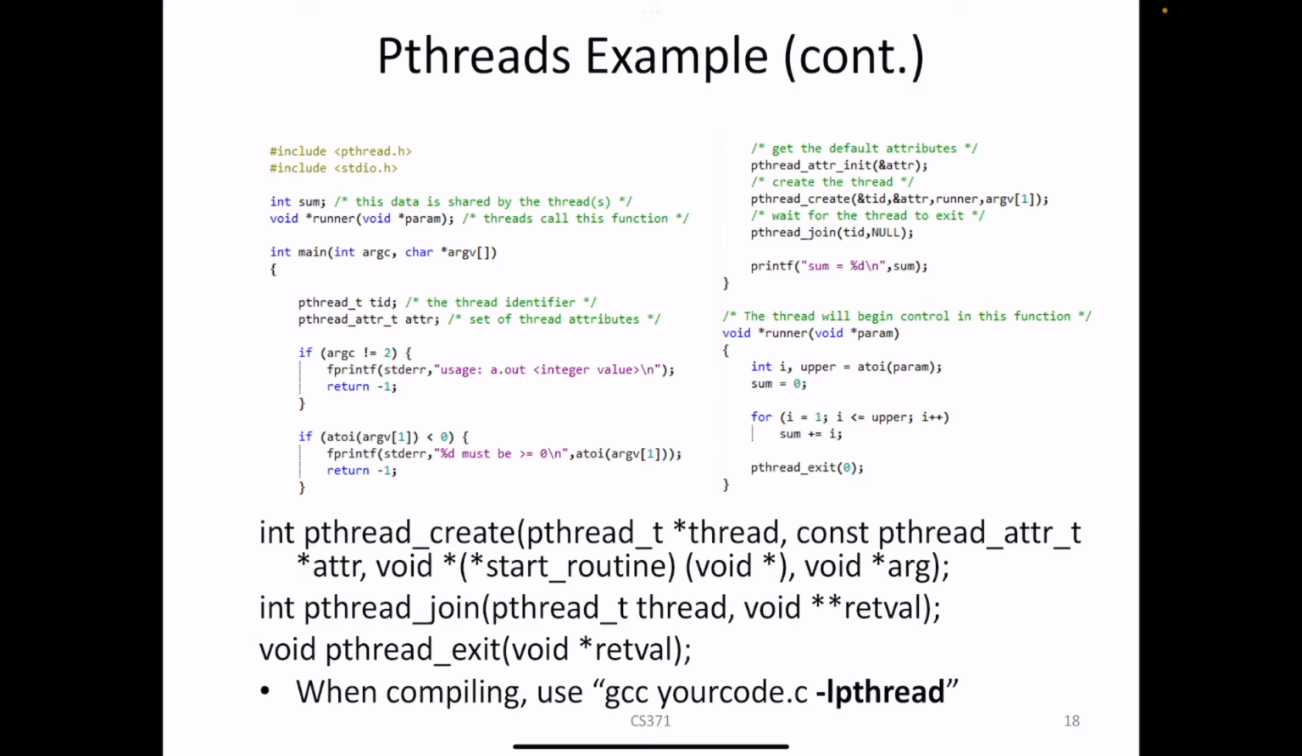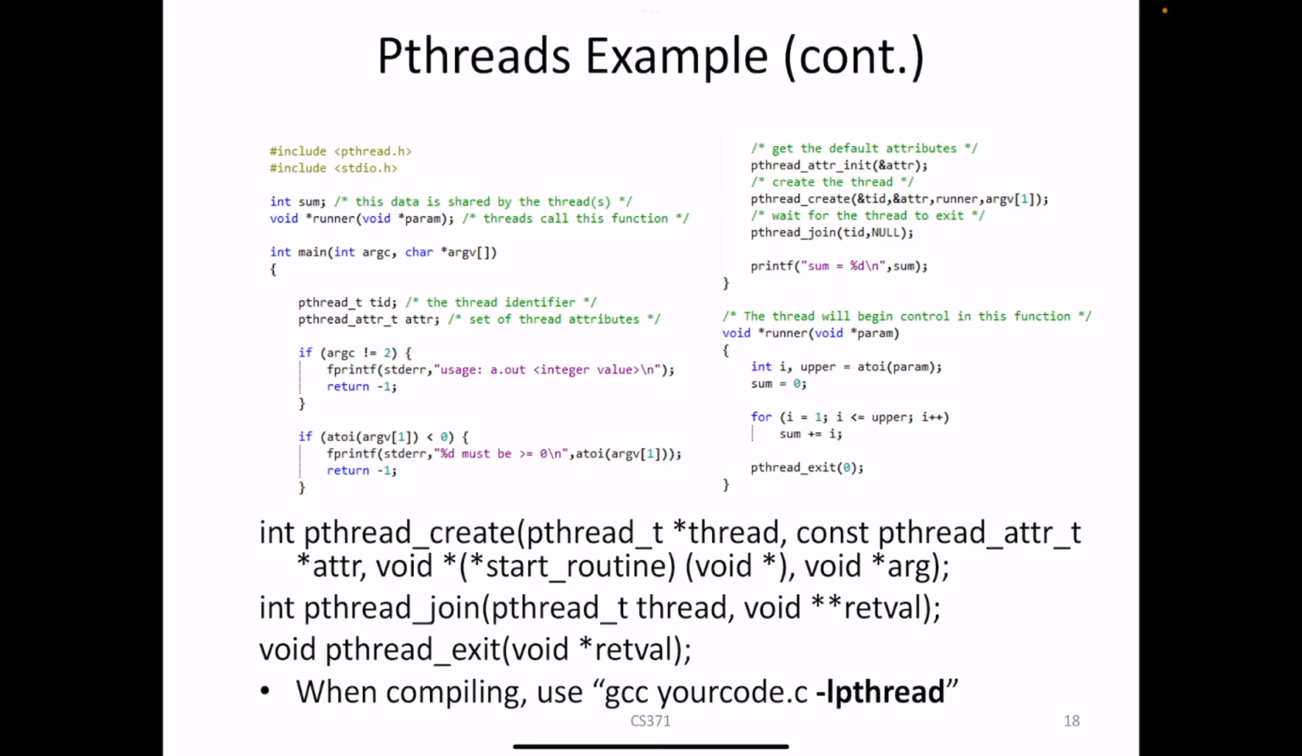In the last part of this program, we will define the runner function. Within the runner function, first we create an integer variable i for the for loop, and another integer variable upper, which is used to hold the input parameter. Since the input parameter is a string type, we need to convert it into an integer type through the atoi function, which we have used in previous lectures. Then we need to initialize the global sum variable to 0.